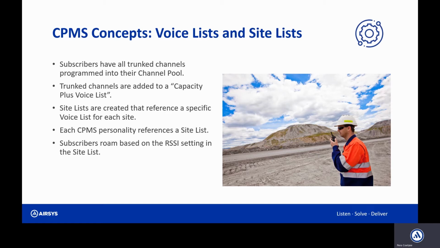Site lists are then created to reference a specific voice list for each site, and this is new. So for each system, you will have to create site lists. We will look at this in the subscriber programming afterwards. And each capacity plus multi-site system personality references a site list. You need to select the right site list for the system, because if you don't, then the system will not work properly and your radios will not scan to the correct channels. Subscribers will also roam based on the RSSI setting in the site list. And this is the same as before, but the RSSI setting is now just in a different place.